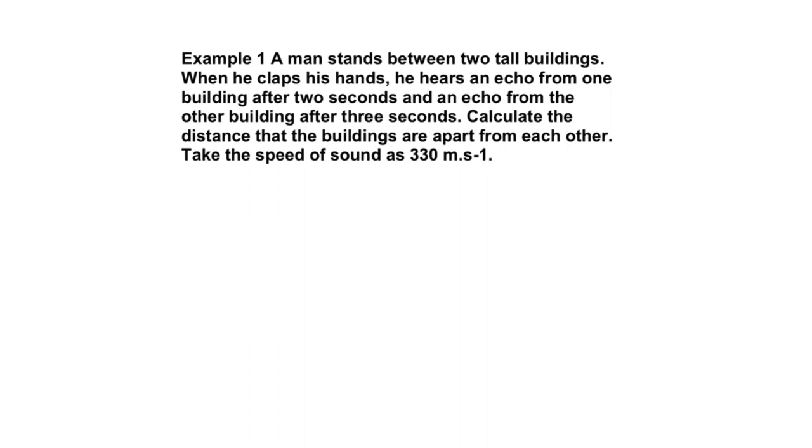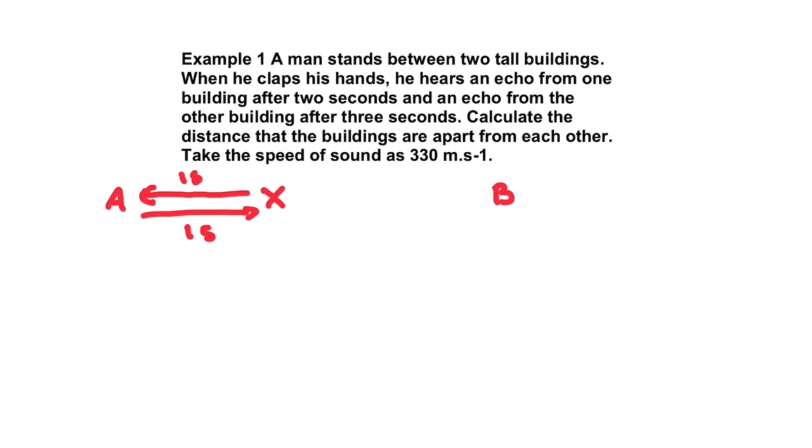So let's conceptualize. A man stands in between two buildings. So let's say that here we have building A and here we have building B. Let's take the first building as A. He hears an echo from A in 2 seconds. If he hears an echo in 2 seconds, it means that for the sound waves to travel from the man to A, it takes 1 second, and to travel from the building back to the man, it's another 1 second.